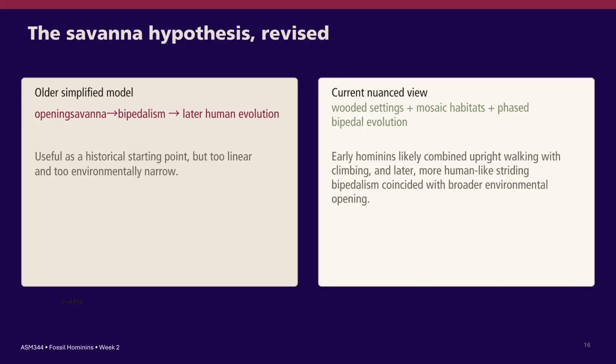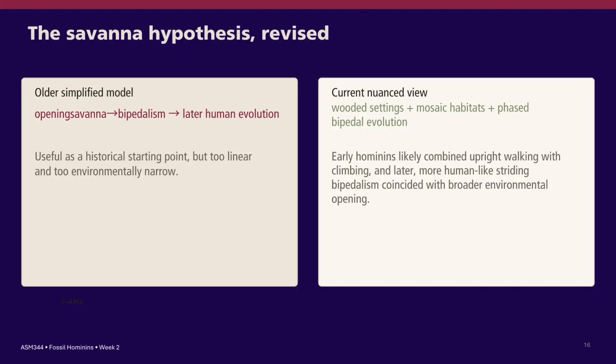The reading on the savanna hypothesis notes that early hominins between about 7 and 4 million years ago appear to have lived in more wooded environments than the old model predicted. That does not mean habitat played no role in human evolution. It means the story was not a single-step response to open savannas.